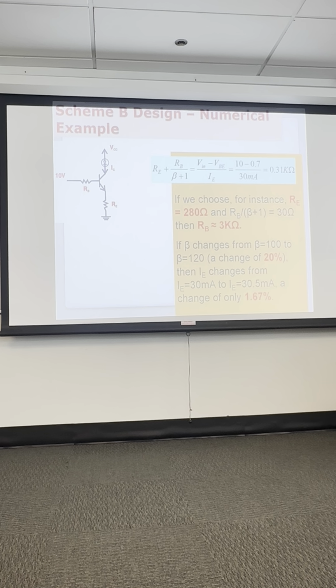So here, if beta changes 20% again, and you change the resistor to 280 ohm, now you find that the emitter current only changes by 0.5 milliamp, which is only 1.67%. So is that an improvement? The first combination gave 3.3%, and now this is 1.67%. So we would say, well, that's an improvement.